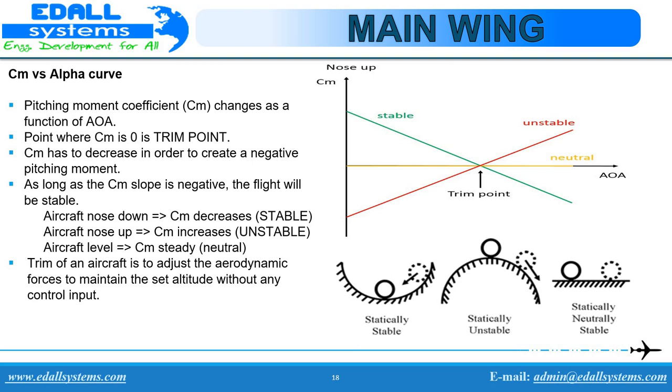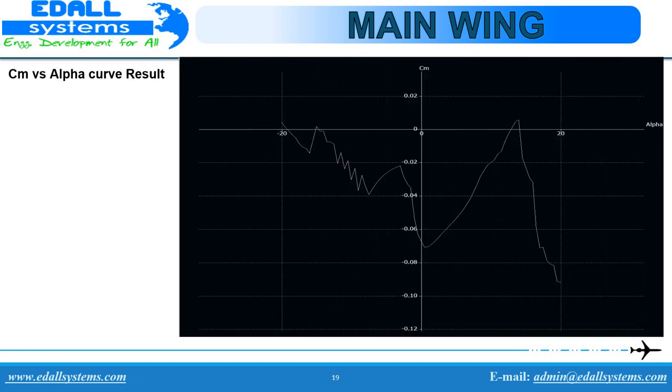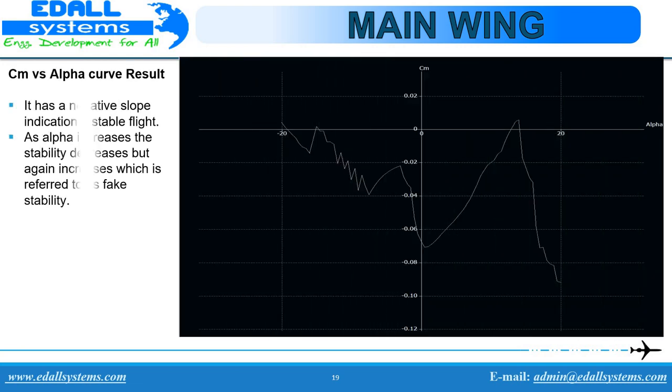Trim of an aircraft, when the pitching moment coefficient is 0, is to adjust the aerodynamic forces to maintain the set altitude without any control inputs. The CM versus alpha curve that we have got as a result is shown in the graph here. It indicates that it has a negative slope, indicating a stable flight. As alpha increases, the stability also decreases but again increases later.